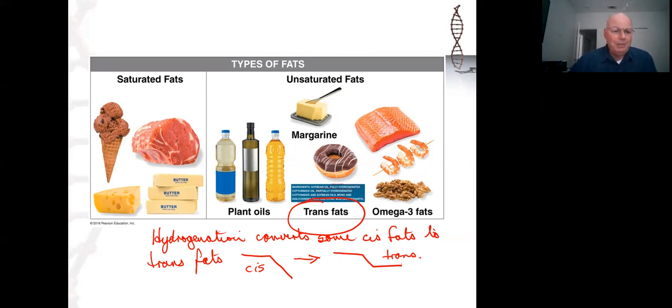So when you look at something like Crisco, which is hydrogenated corn oil, there is a lot of trans fat in there. But the manufacturers of Crisco have never denied that, nor have they hidden it. And they still label the cans of Crisco with how much trans fat is in there, because there's a lot in there, because it is partially hydrogenated corn oil. That's why it's solid at room temperature rather than being liquid at room temperature.